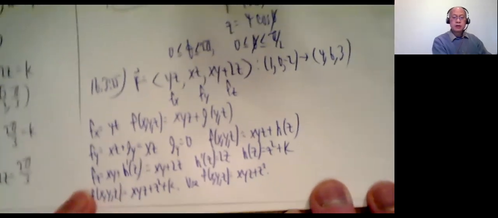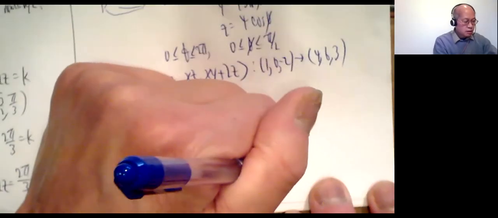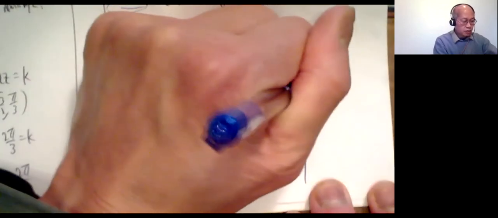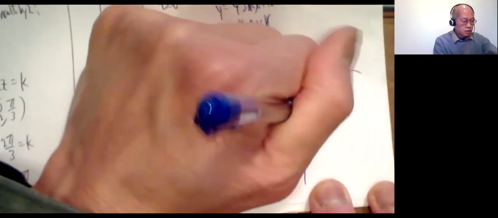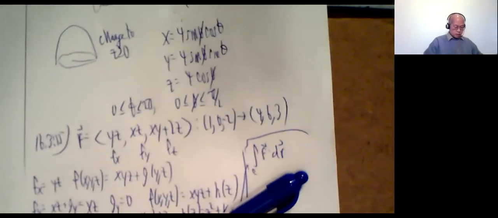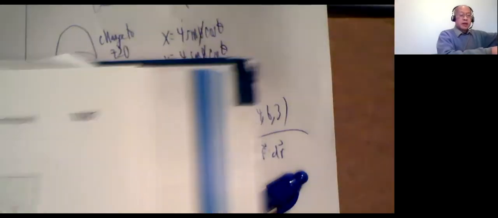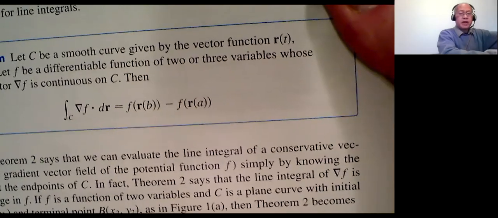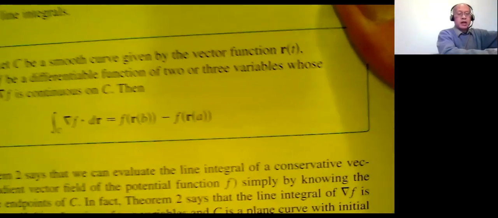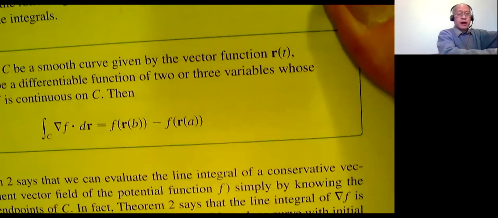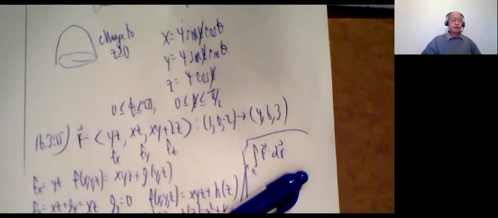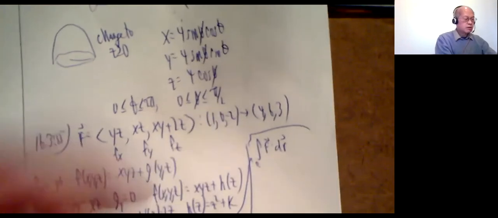Okay, so let's see, pinning myself into a corner here. Let me see if I can sneak it in here. So the integral along C of F dot dr. Show that to you quickly. For conservative vector fields, page 1087, f of r of b minus f of r of a, which means plug in the ending point, plug in the beginning point, and subtract, which is just a higher dimensional version of what you did in Calc 1 and Calc 2, right?